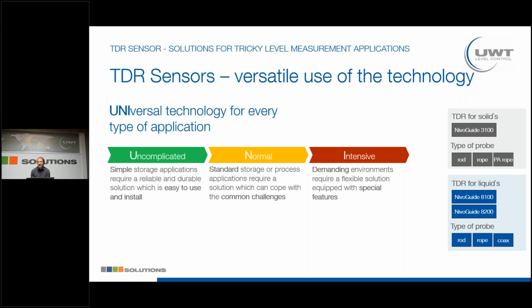And we have TDR sensors especially made for solid applications. What we offer is the NivoGuide 3100 with rod, rope or PA coated rope, but we will come to this later on a little bit more into detail. What portfolio we offer, basically one for solid and one for liquid applications: NivoGuide 8100 and 8200 with 3 different types of probes, rod, rope or coaxial.